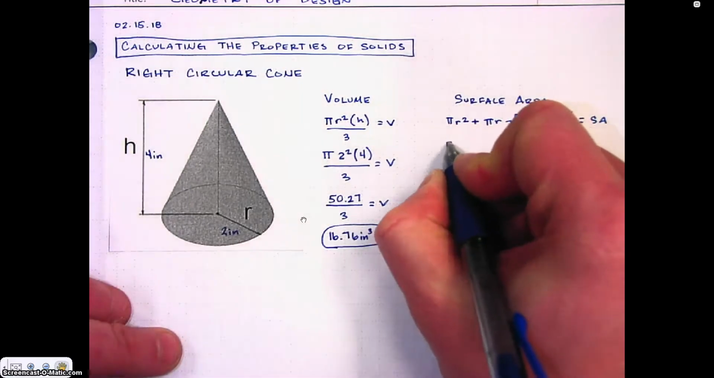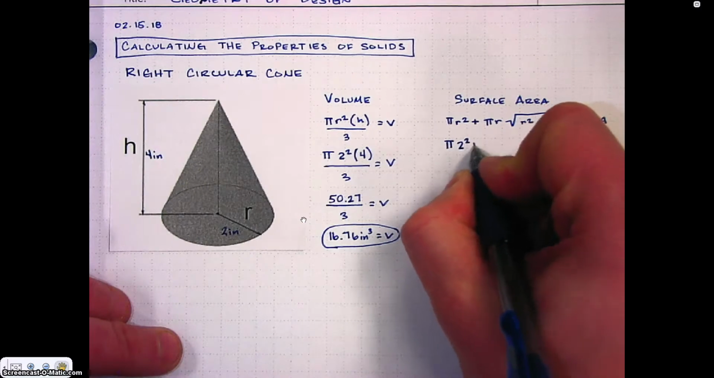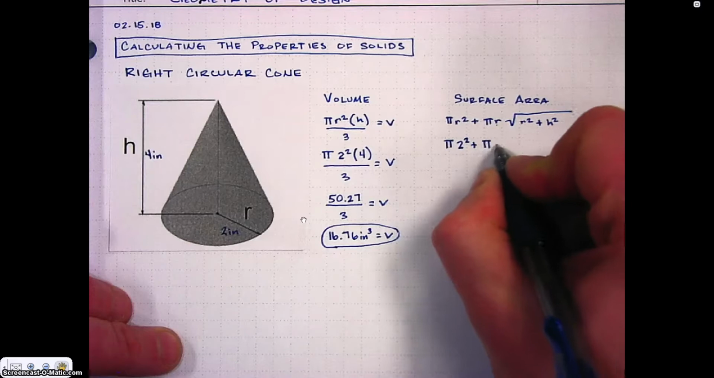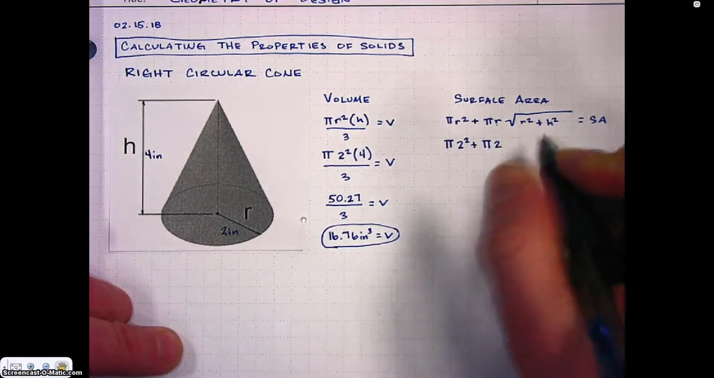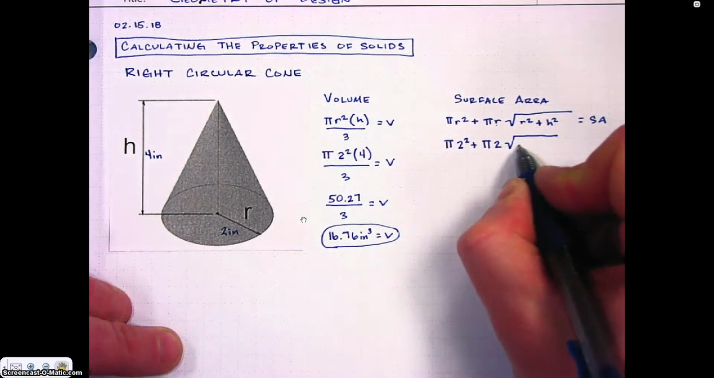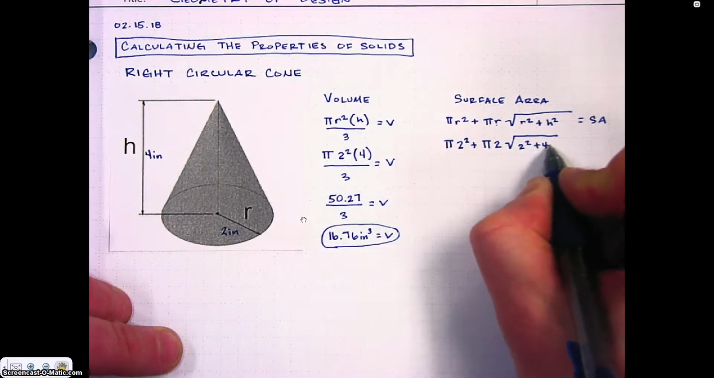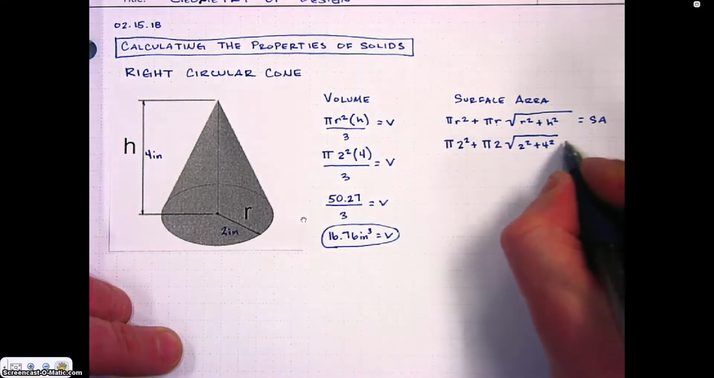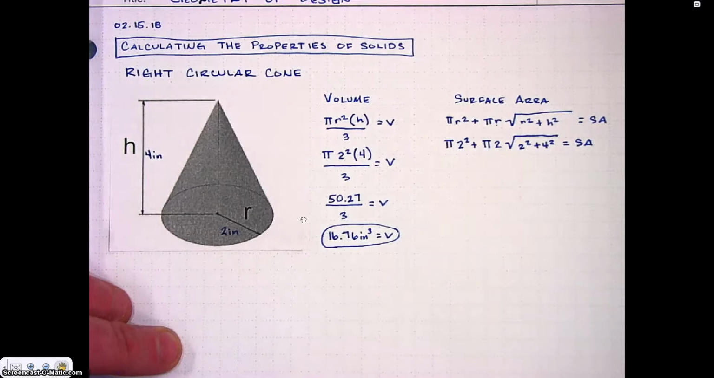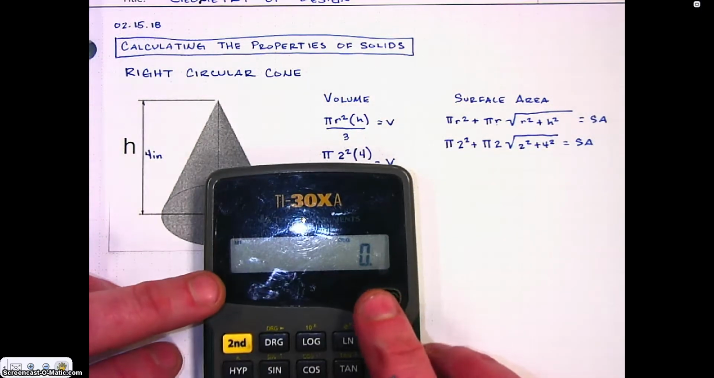So I have pi times 2 squared plus pi times 2 times the square root of 2 squared plus 4 squared equals our surface area. All right, now I can go ahead and simplify.